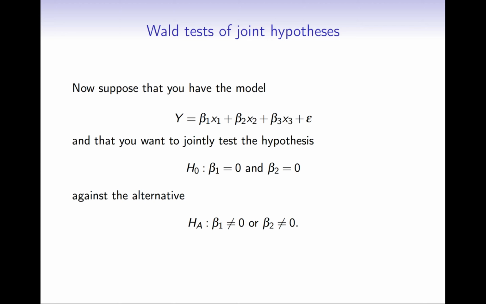Okay, so let's look at how we're going to apply those results about quadratic forms to do a test of a joint hypothesis within the regression model. This is just an example. Suppose you want to jointly test beta 1 equals 0 and beta 2 equals 0, and the alternative is that either beta 1 is not equal to 0 or beta 2 is not equal to 0.